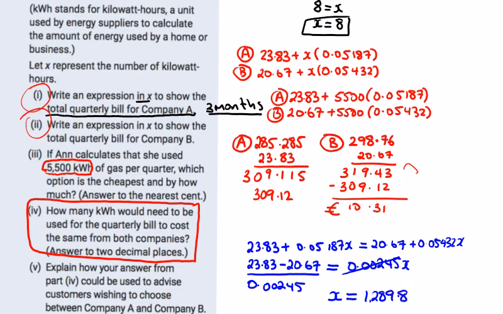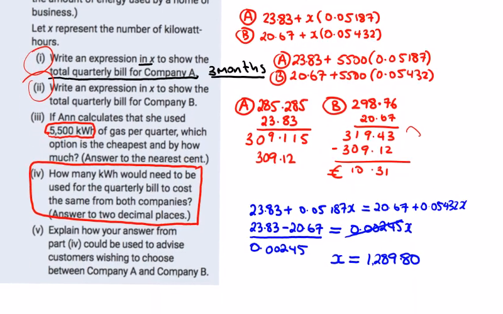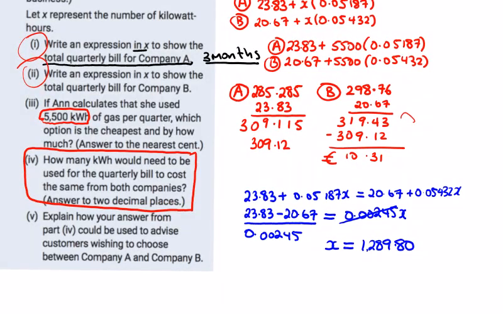So 0.80. They asked to round to 2 decimal places. Well, that's 2 decimal places. 1289.80 is when it will be the same.